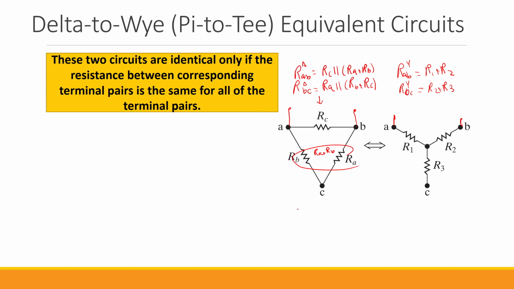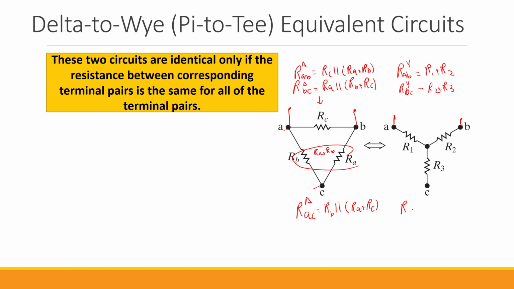And finally, let's just do the same for RAC. For RAC of the delta configuration, the resistance that we see between these two nodes, when B is not connected anywhere, we have RB to be in parallel with RA plus RC. What about for the Y or T configuration?